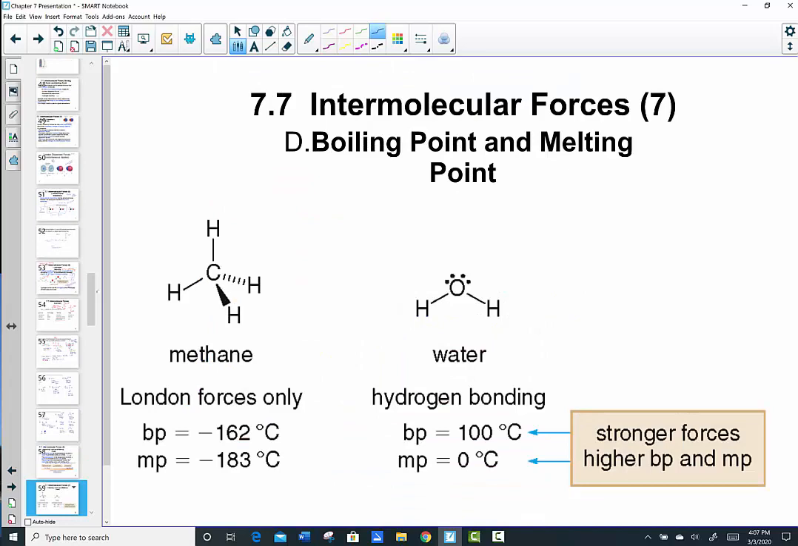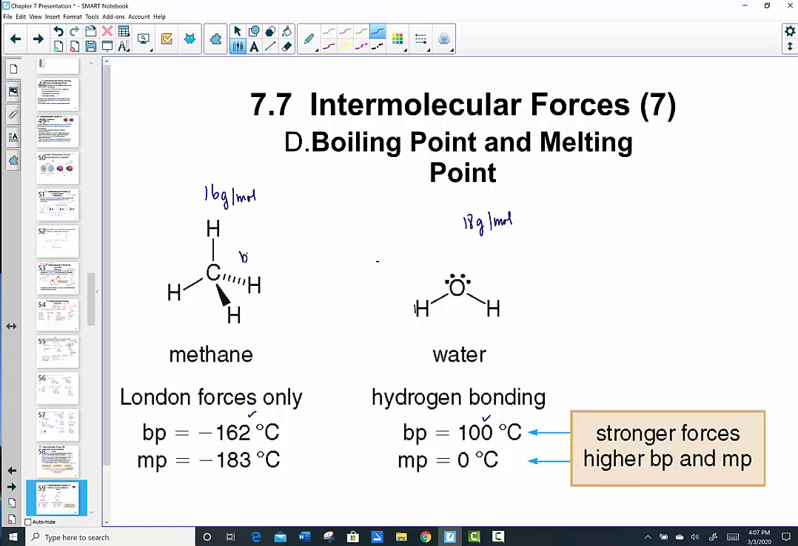And let's look at this example. These are two compounds that really have a comparable molar mass. The molar mass of methane would be 16 grams, a carbon added to 4 hydrogens. Here, the molar mass of water is 18 grams per mole, very comparable in terms of weight. And you look at the significant difference in their boiling points and melting points. We know water boils at 100 degrees Celsius. Methane, which is a gas at room temperature, its boiling point is listed at negative 162.